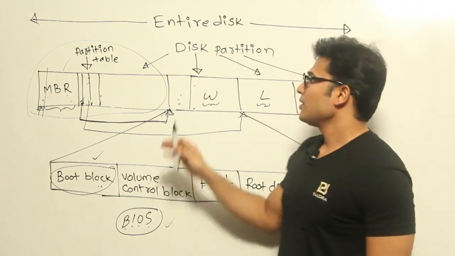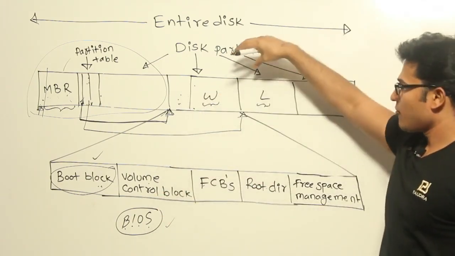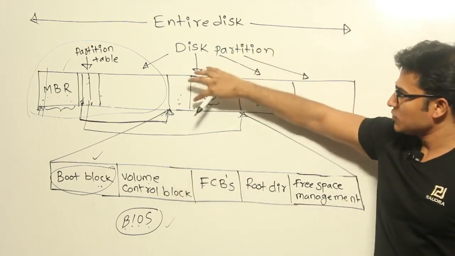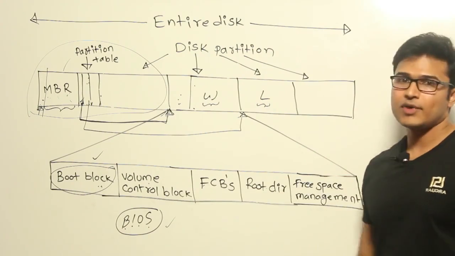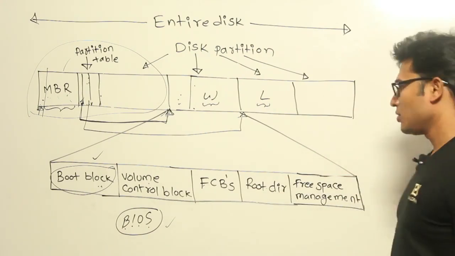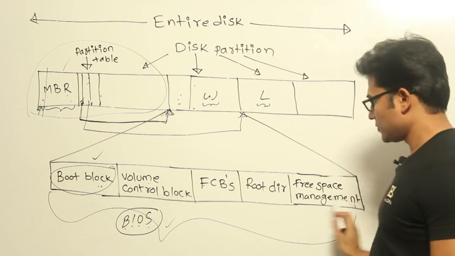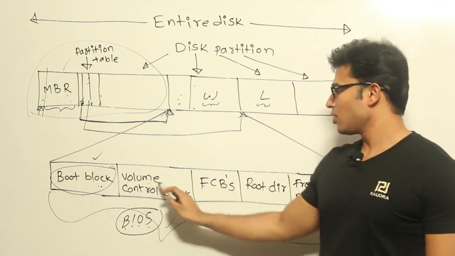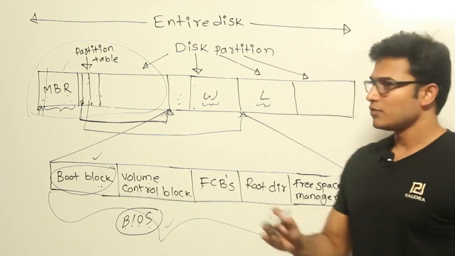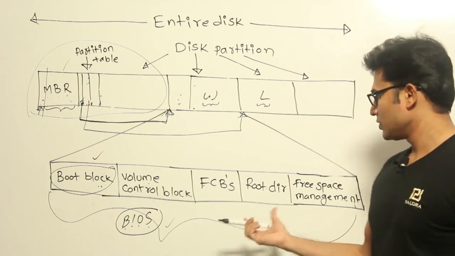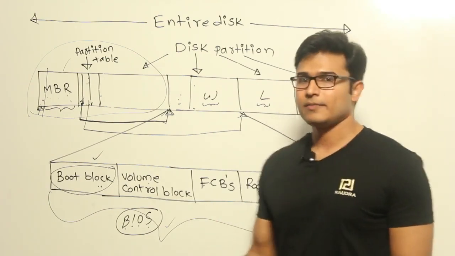That's it. Then coming to each partition or volume, the structure of it depends on the type of file system you are going to use. Depending on the type of file system, all these blocks will be defined. In the next video I'll show you the meaning of each block. We shall see all these details in the next video. Okay, fine.